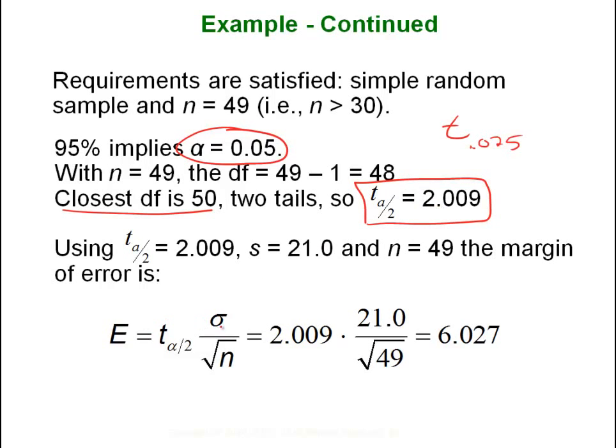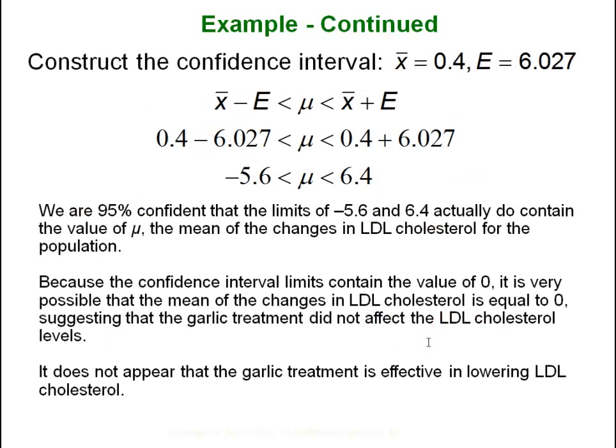Plug everything in that we know. So we have the t critical, the standard deviation, the sample size, and we get 6.027. We then use our average of 0.4 and our margin of error of 6.027. We add and subtract that, and we get this huge, horrible confidence interval. That's a really big confidence interval, right? That's a swing of over 12 points.